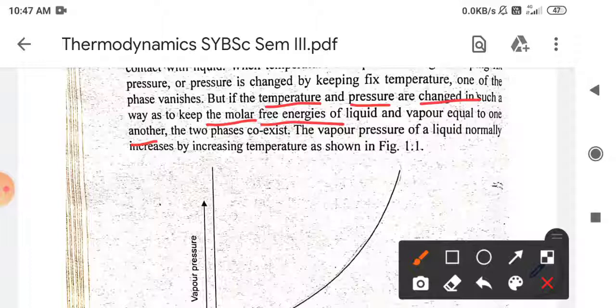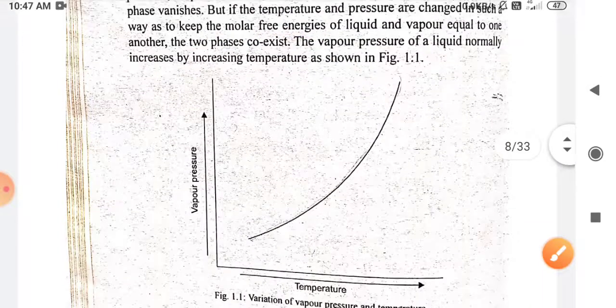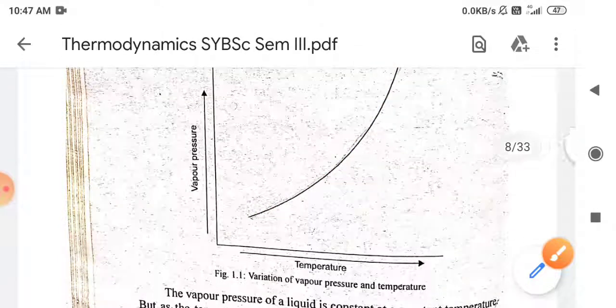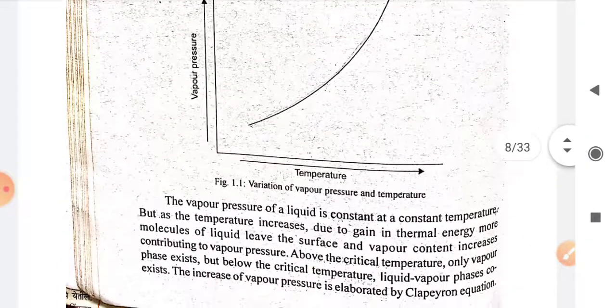So what will be the result? This can only happen if the two phases are coexisting. The vapor pressure of the liquid normally increases with an increase in temperature. This is the general or ideal curve which is expected, that is, with an increase in temperature the vapor pressure of the system increases. This is obvious because if we give heat energy to the system, that results in an increase in the vapors of the given liquid phase, and so ultimately the vapor pressure increases.